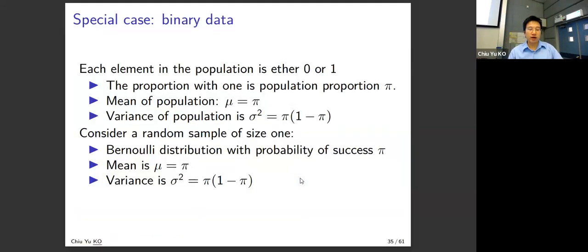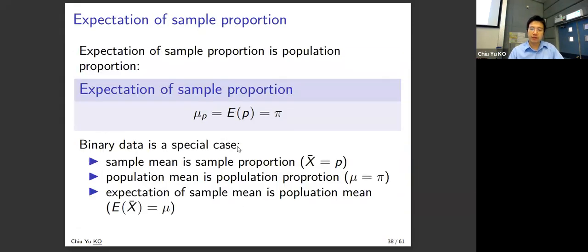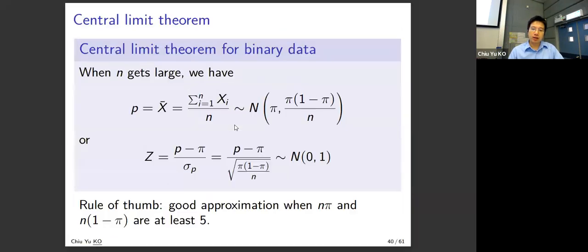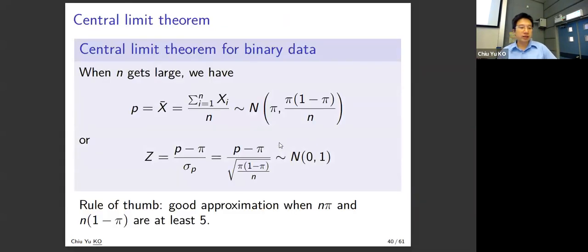And when we talk about binary data, it will be the same. The main difference for binary data is that the variance and the mean are closely related. This is pi and pi times one minus pi. Later you will see that allows us to do more stuff. Later you will see this is a very convenient thing. But do note that this applies when n times pi and n times one minus pi are more than five. So that would be the thing you need to remember.